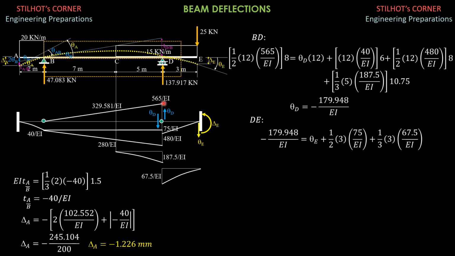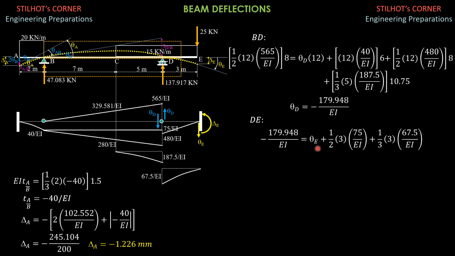47.083 times 12, so we get 565 over EI. Then this is 20 times 2 times 1, so second degree, 40 over EI. Then we just extend it. Imagine we have a couple here, 40 over EI. Then we have a force of 40 kilonewton downward, 40 times 12, so that's why you have 480 over EI. Then 15 times 5 times 2.5, second degree, 187.5 over EI. So that's the explanation for the preparation of this moment diagram by parts.